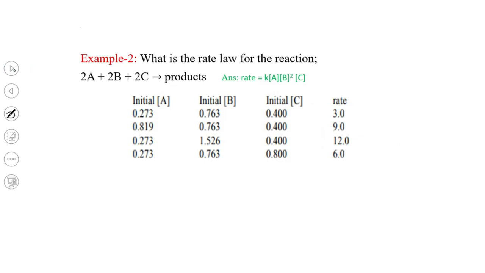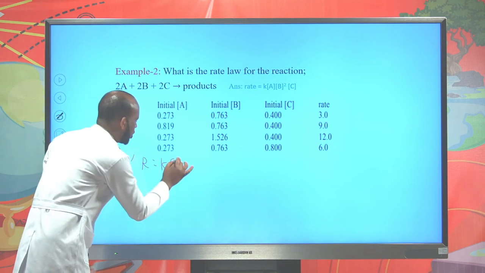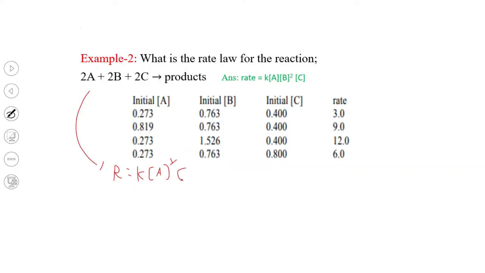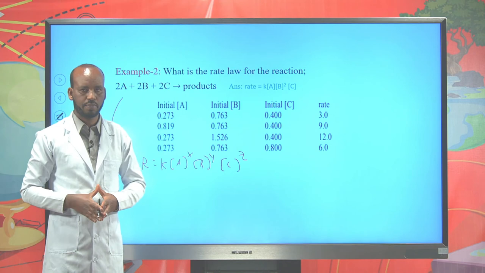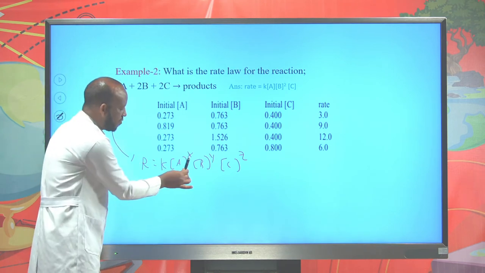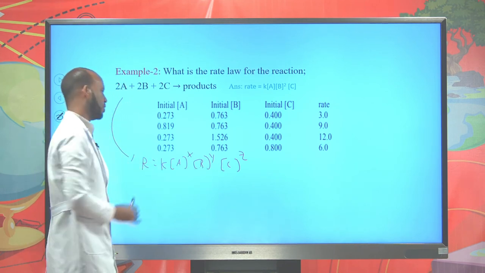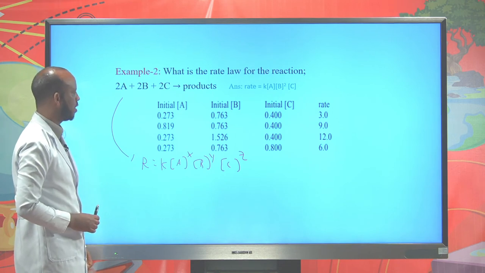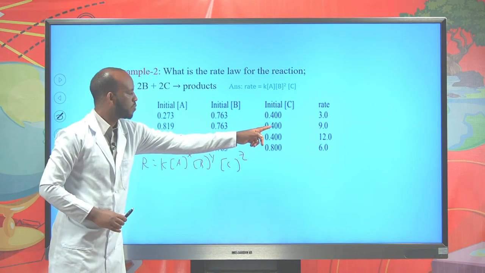Two. What is the rate law for this reaction? Now, the rate law for this reaction is rate equals K times concentration of A to the power x times concentration of B to the power y times concentration of C to the power z, where x, y, and z are obtained experimentally. Now, to get the value of x, vary concentration of A while keeping concentration of B and C constant. Concentration of B and C are constant in experiment 1 and experiment 2.